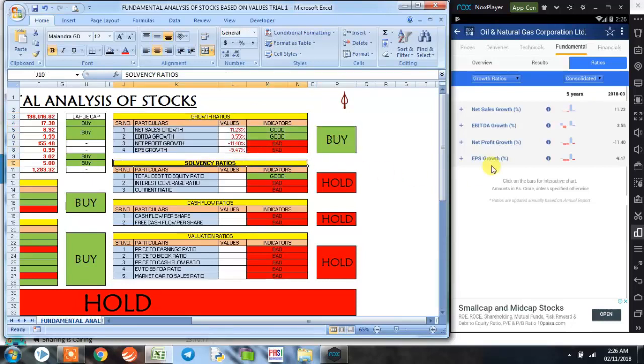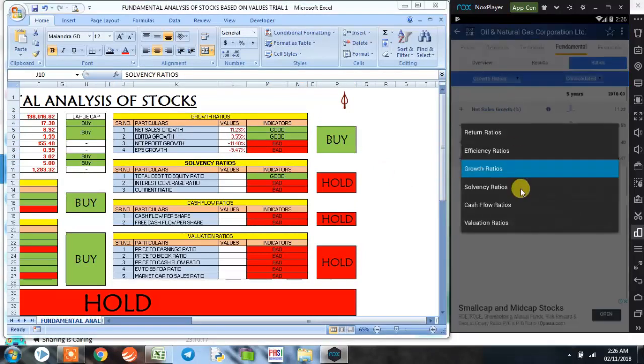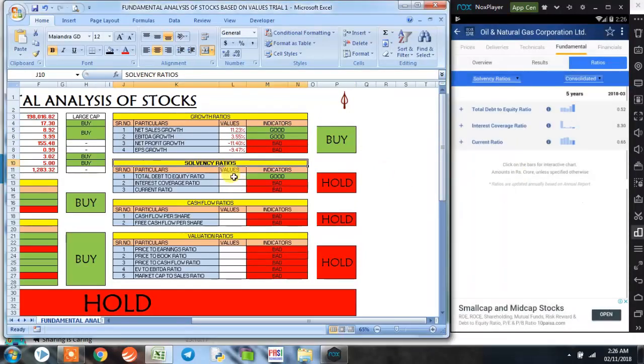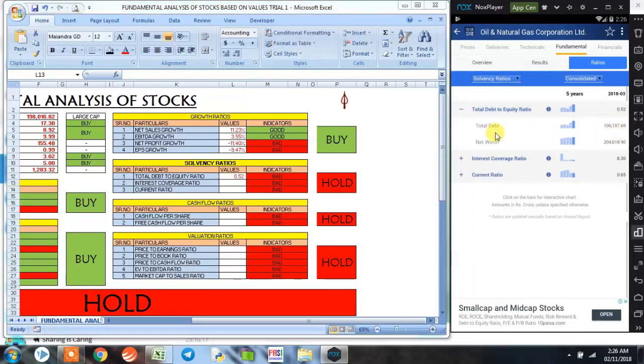Now coming on to the solvency ratio, the most important ratio in shortlisting any of the stock. The first is total debt to equity ratio, which is 0.52. Now when we click on 0.52, we get to know that the total debt on the company is 1,06,157.69 crores, whereas the net worth of the company is 2,04,018.90 crores.